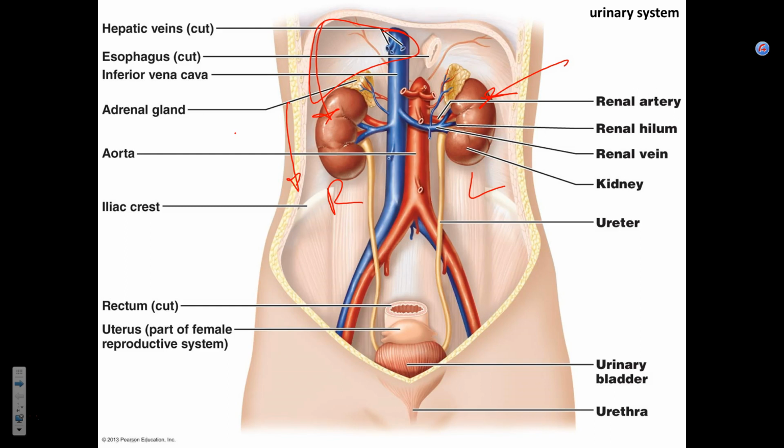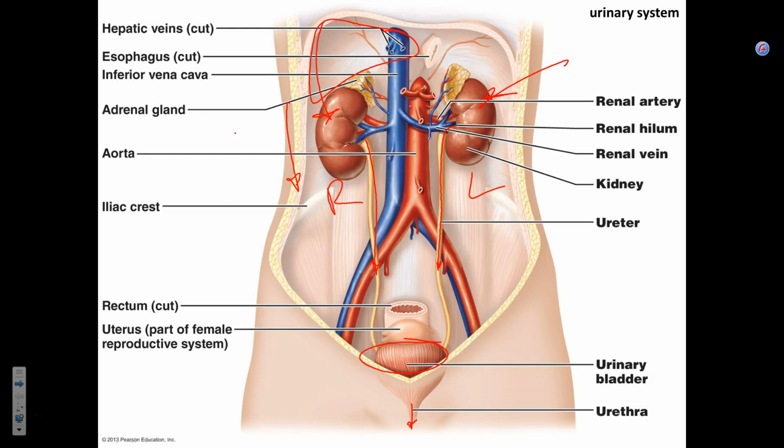Urine is drained from the kidneys through the ureters into the urinary bladder. And the urinary bladder serves to accumulate urine, so we don't pee all the time. And then urine is released from the urinary bladder through the urethra. So far, does that make sense? This basic whole story should be pretty simple.